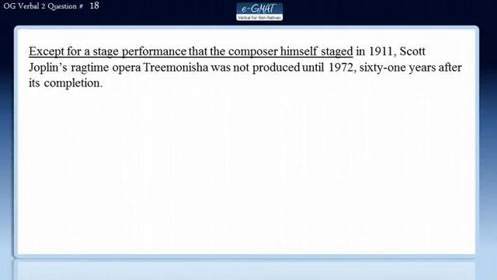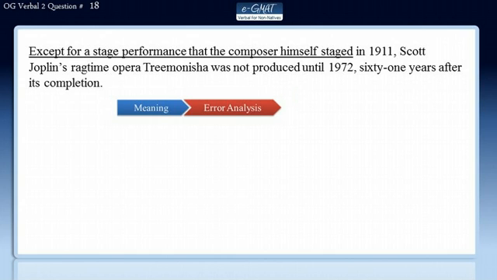We will solve question number 18 of OG Verbal 2nd edition by using the e-GMAT 3-step process. In the first step, we will understand the meaning of the sentence. In the second, we will evaluate the errors in the sentence, and finally, we will review all the answer choices to get to the correct answer.